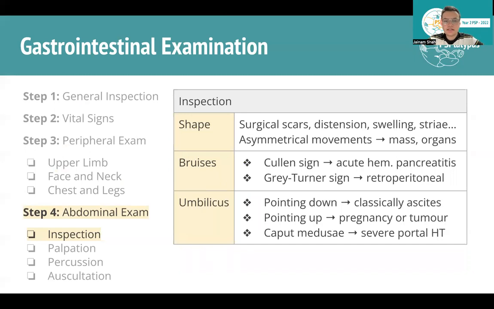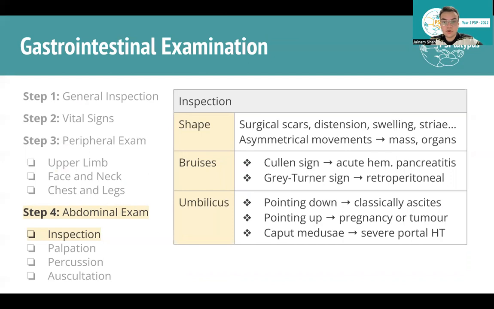If you look at the umbilicus, surprisingly, there's actually a couple of things that you can tell just by the direction in which the umbilicus is pointing. So if it's pointing down, that's more classically associated with ascites. But if it's pointing up, generally it tends to be due to pregnancy, can be in tumors, and I think also in obese individuals, the umbilicus tends to point up rather than down.